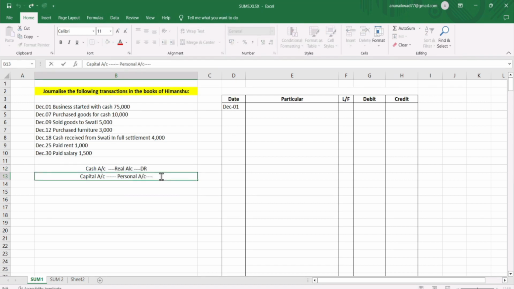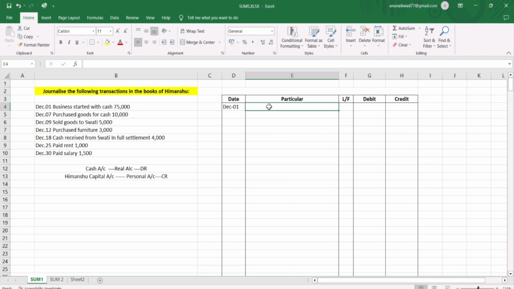Capital, personal account. What are the rules of personal account? Debit the receiver, credit the giver. The person Himanshu, it will be Himanshu's capital account. It will be more easy for you. So Himanshu's capital account, it is related to a person, so it is a personal account. Since Himanshu is the giver, it will become a credit entry.